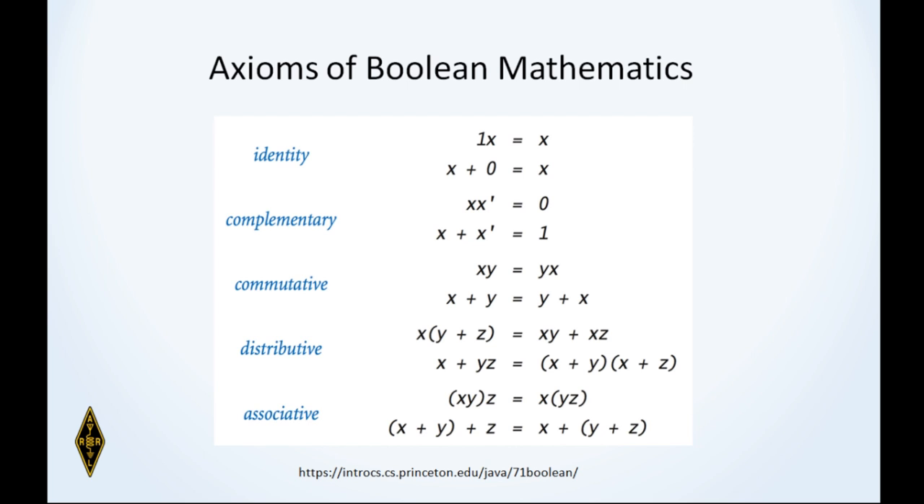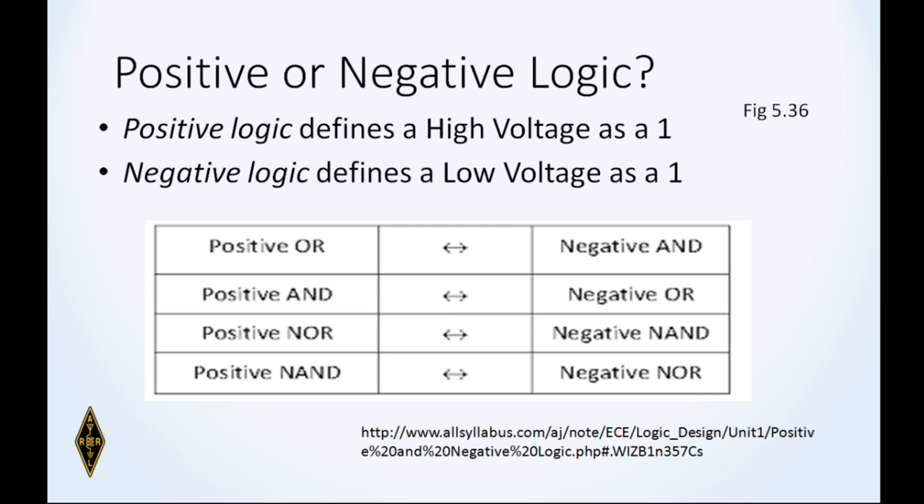One thing you need to be sure of is what kind of logic are you talking about? And there's positive logic and there's negative logic. Positive logic defines a high voltage as being a condition one. Negative logic defines a low voltage as being a condition one. And digital circuit designers can work in both positive logic and negative logic.